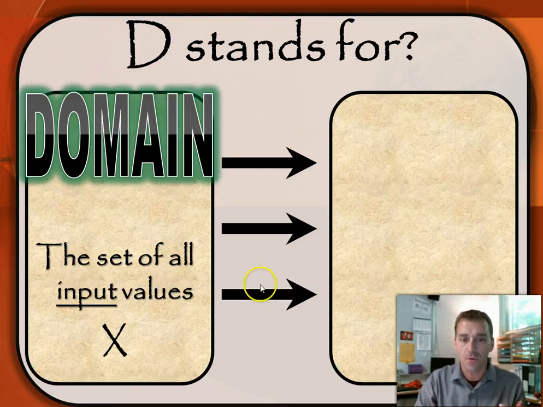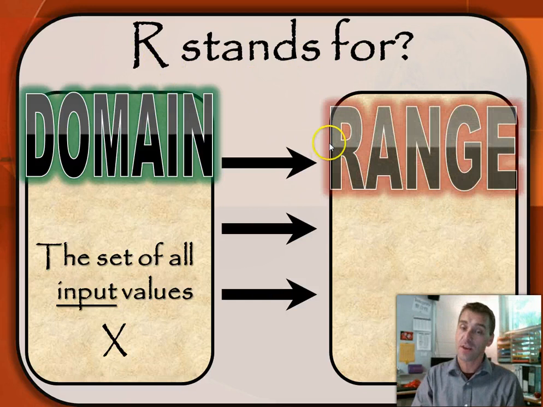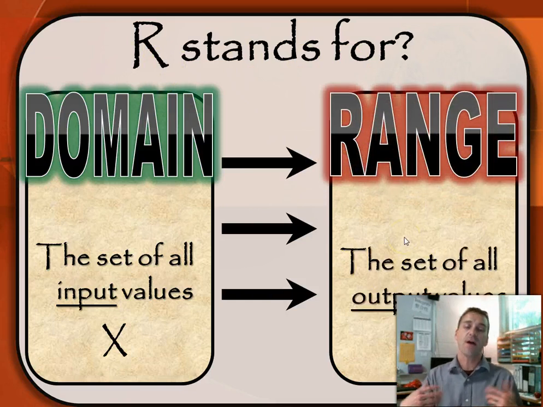This thing in the middle is going to be a rule, which you're going to see shortly. It's going to be a function or whatever. And then over here, R stands for a thing called range. And range is the set of output values.